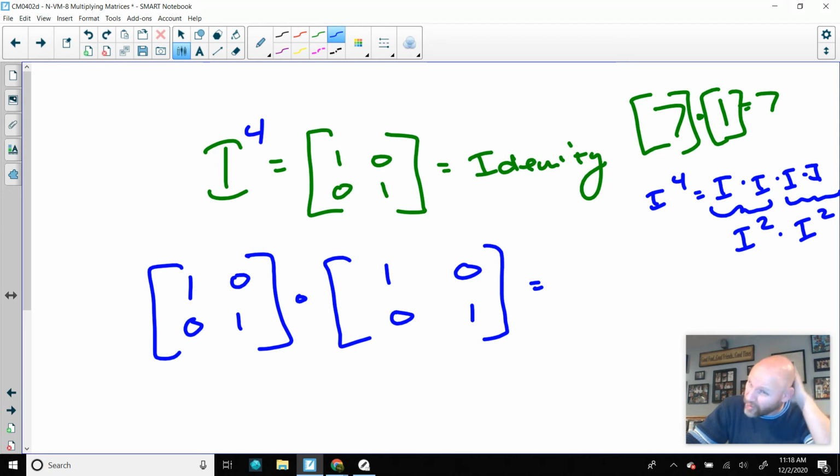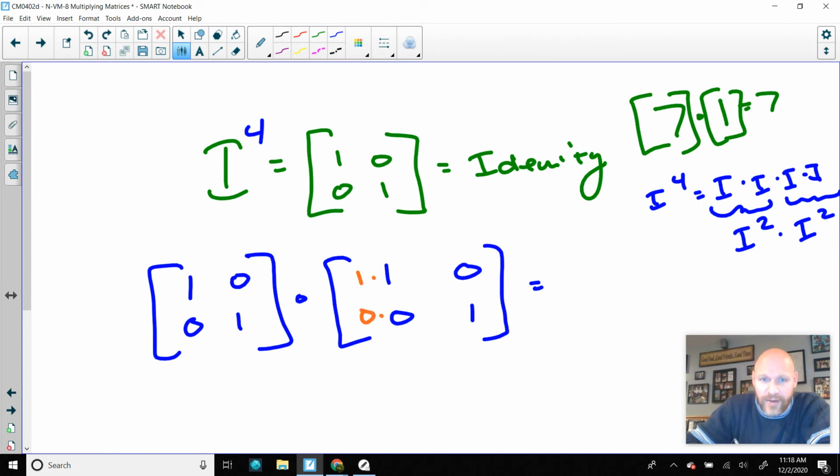Total spoiler alert. We haven't done any math yet, but I'm telling you, this is the same as doing 1 times 1 times 1. We'll get the same answer. Let's go ahead and try this out. So I'm going to take a 0 and a 1, pick it up and dump it in so that I have a 1 on top and a 0 on the bottom.